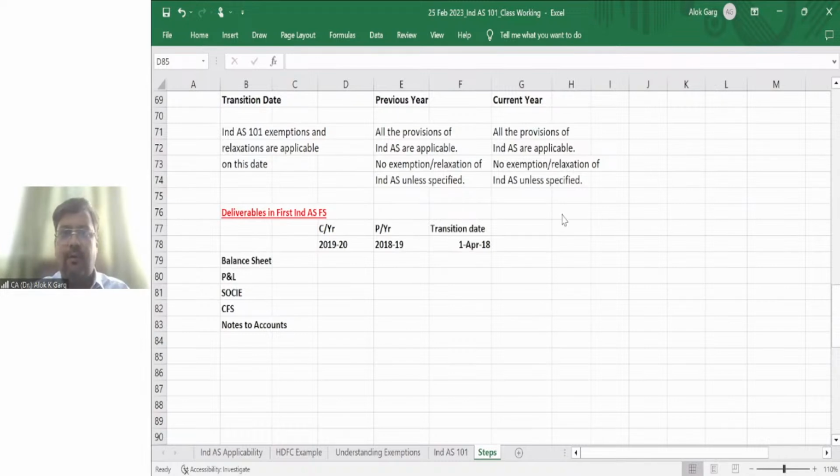I am facing some problem in my Excel file. When I am sharing the screen, I'm not able to write on the Excel file. Yes, now it is there.